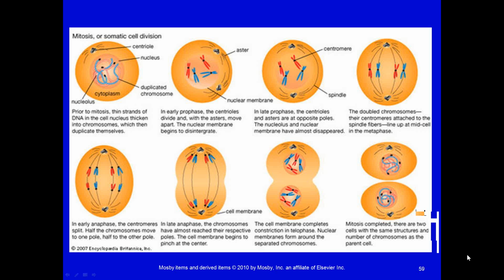Now, cells must live, and we call that living metabolism. So metabolism is the sum of all the physical and chemical changes that occur within the body. And the metabolic processes that we're going to look at include anabolism. Anabolism is the building of muscle. Think about an anabolic steroid. The purpose of an anabolic steroid is to build muscle. Catabolism is the breaking down into smaller pieces or smaller molecules.